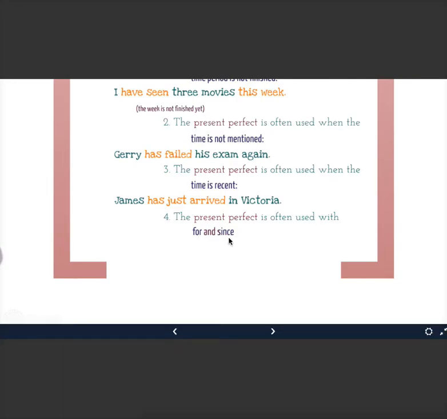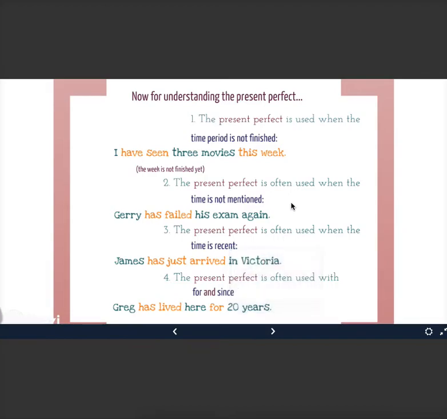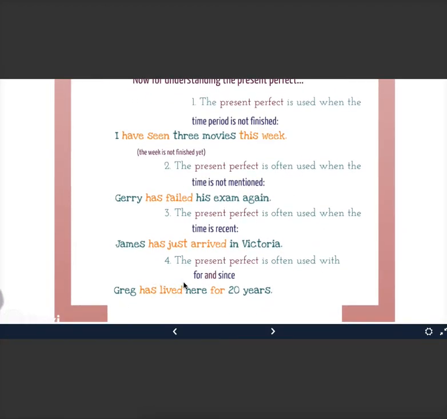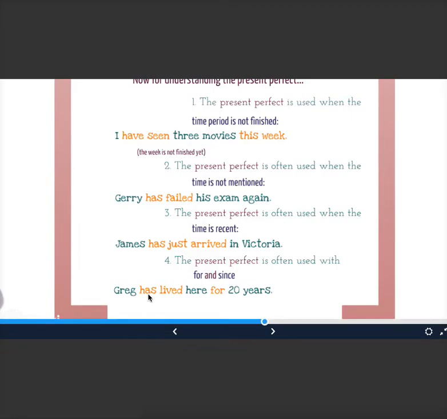And since. Okay? So we are going to check another example. Greg has lived here for 20 years. Greg ha vivido aquí por 20 años. Look at this. Is this a finished action? Is this a finished thing? ¿Es algo que se acabó ya? Yes or no? No. No.